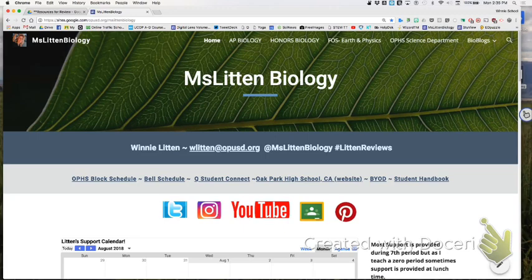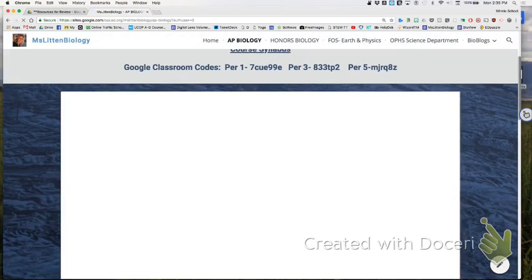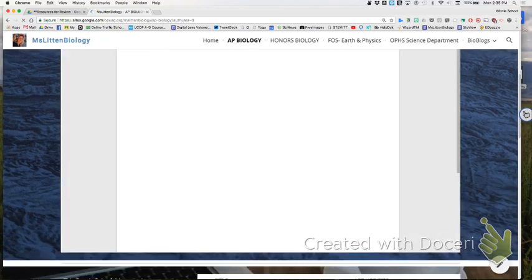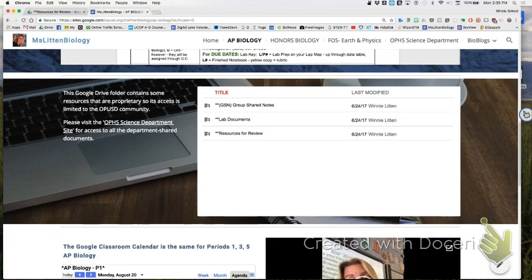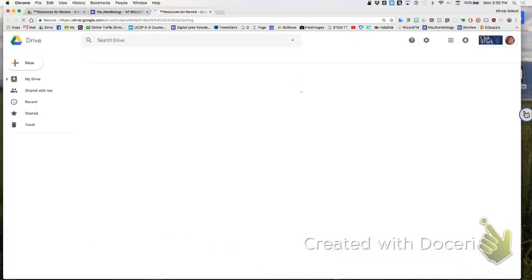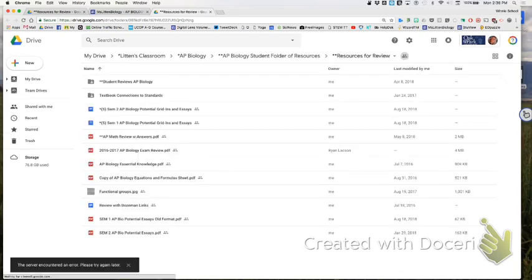Okay, so I want to show you, I know you have the resources, but I just want to double check. When you're on my home page, in case there's a problem where people go, where did you get that? You go into AP Bio, and we scroll, and we scroll, and we scroll somewhere. You go down into the Group Shared Notes, Lab Documents, Resources for Review. Click on Resources for Review if you haven't already been there, and you will see several different documents that you can use in order to prepare for the AP exam.